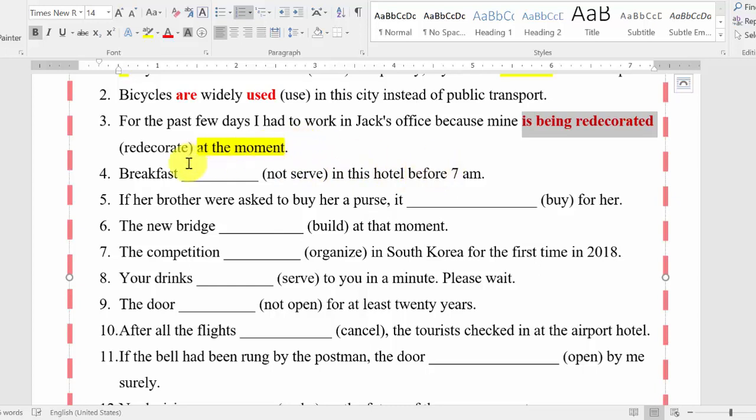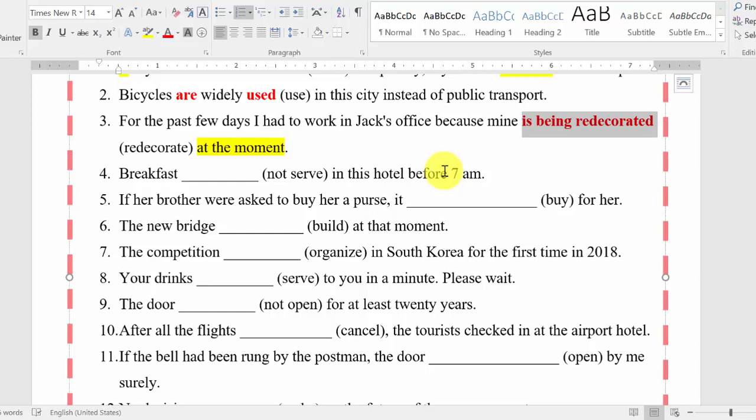Okay, this question is also a very tricky question. When you see this question, I believe that most of you will think that your keyword should be before 7 a.m., right? You have before, so maybe it is a perfect tense. Which one is it? But you need to be very careful. You see, breakfast what in this hotel before 7 a.m.